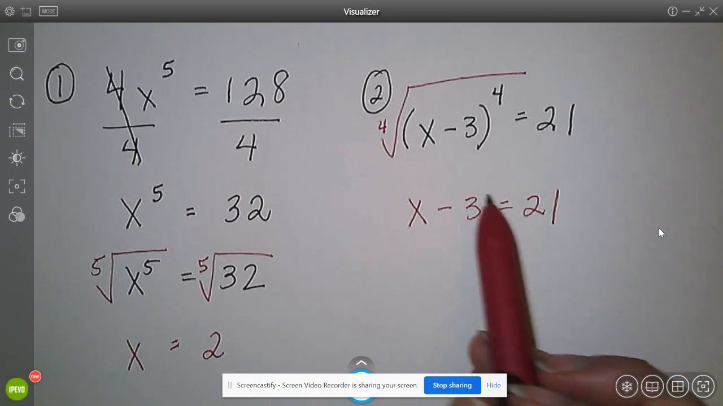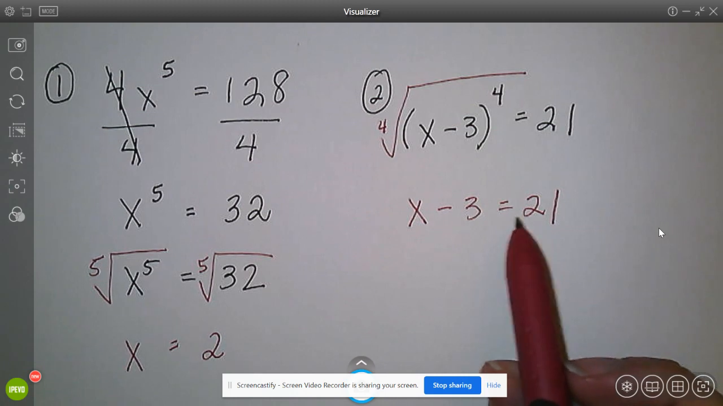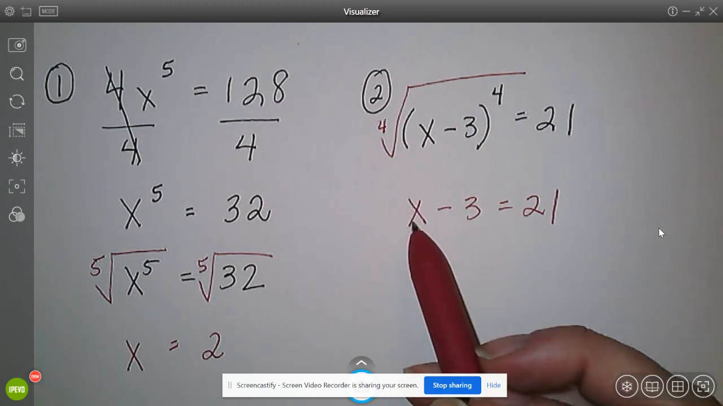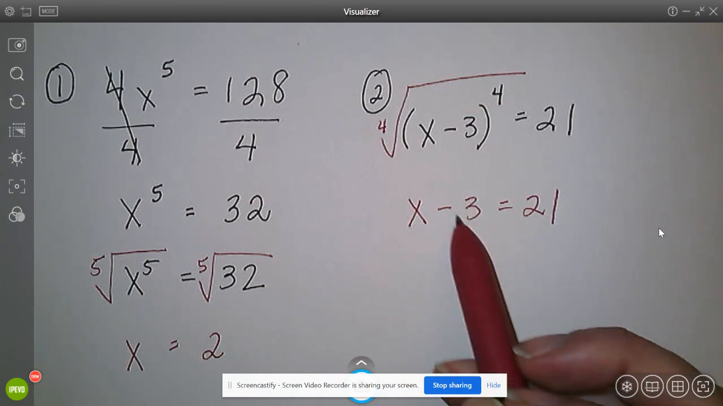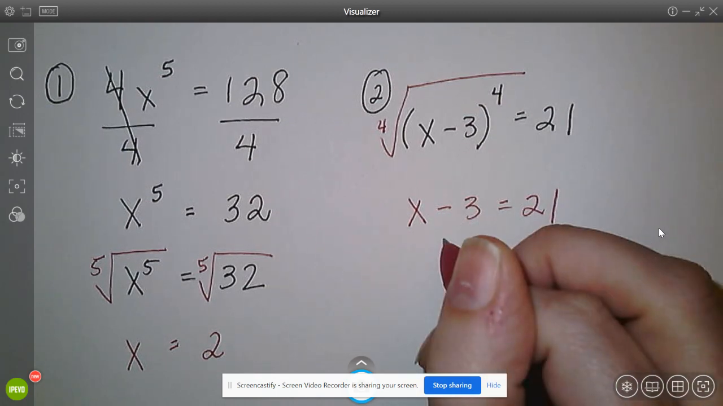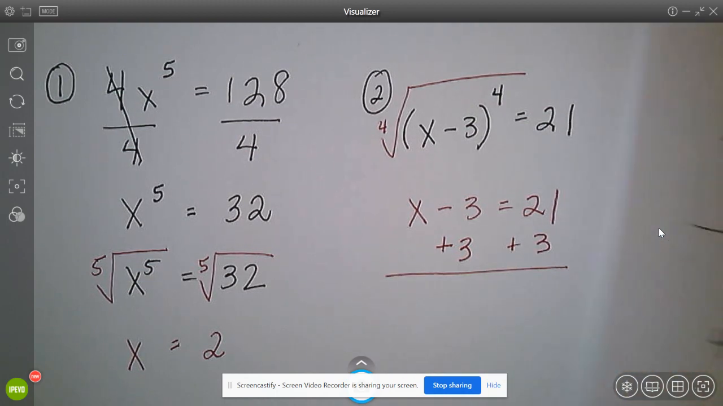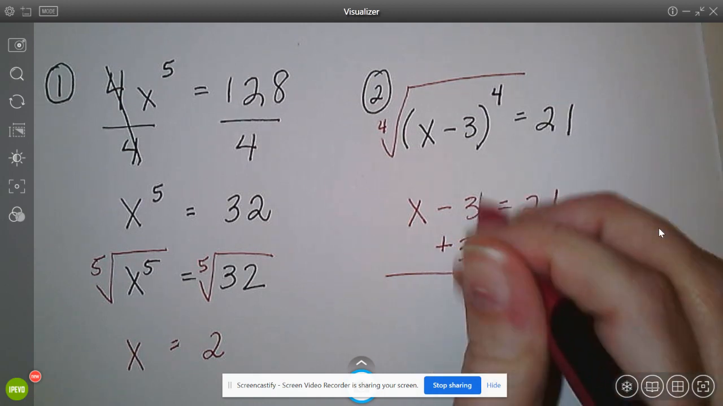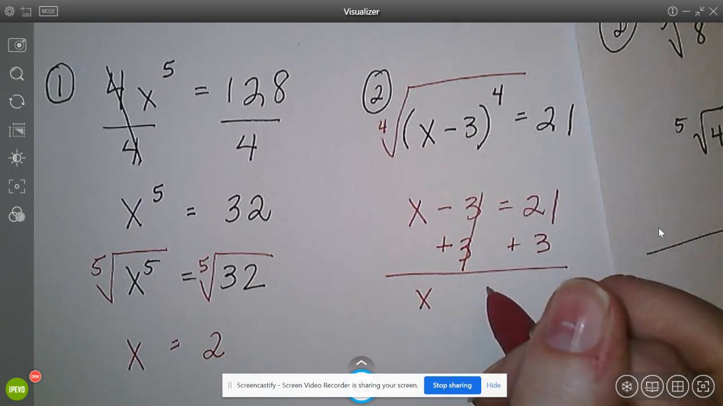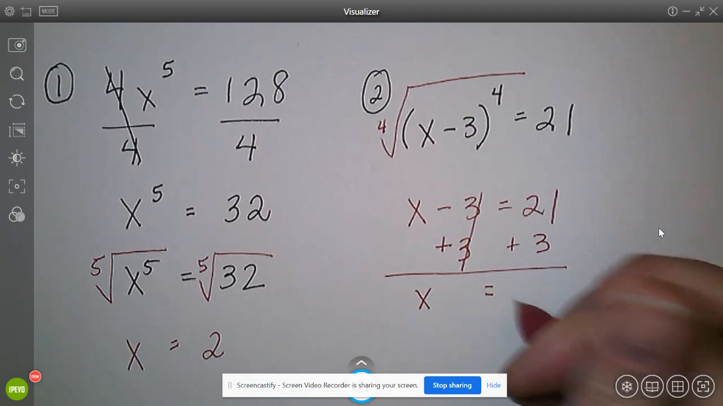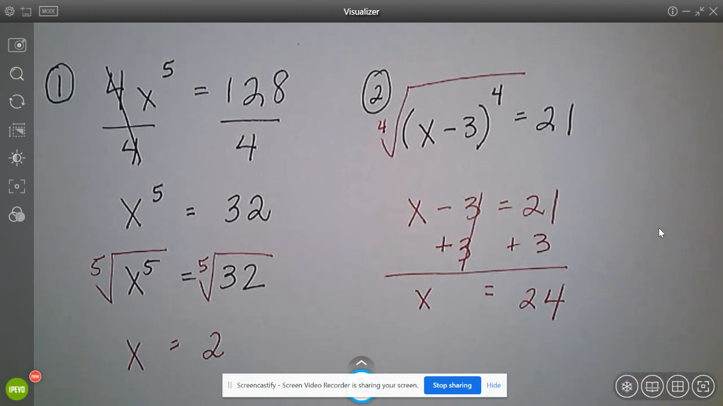Now, this has now become a one-step equation. Sometimes you're left with a two-step equation that you'll have to solve. So I still have to get x by itself. It's currently 3 is being subtracted from it. To undo that, I'm going to add 3 to both sides. What I do to one side of the equal sign, I have to do to the other side of the equal sign. So these cancel, leaving me with x by itself. And 21 plus 3 is 24. So that is my answer.